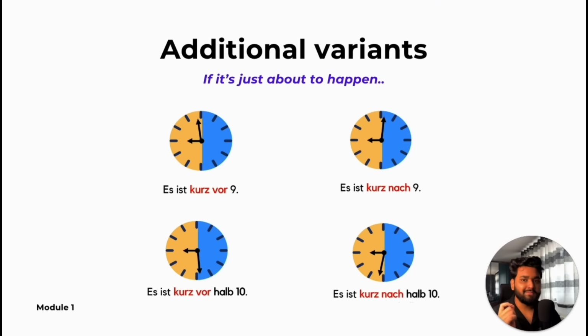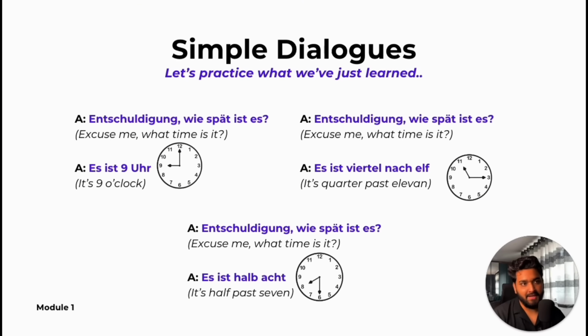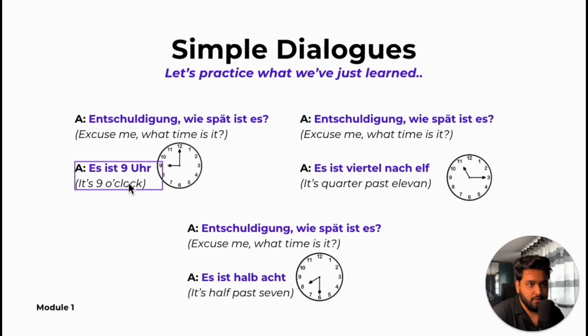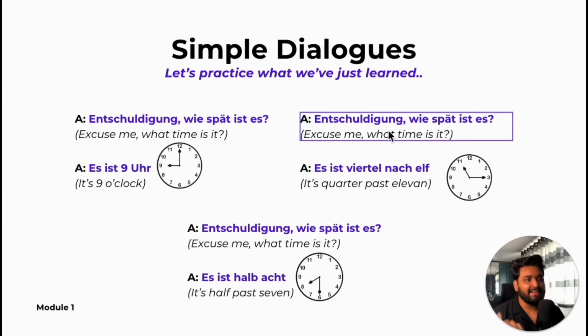Yeah. So let's see some simple dialogues. Let's practice what we have just learned. Entschuldigung, wie spät ist es? When you want to ask someone what time it is, then you will just say wie spät ist es? Entschuldigung, wie spät ist es? Es ist 9 Uhr. It is 9 o'clock. That's simple, yeah? Es ist 9 Uhr.